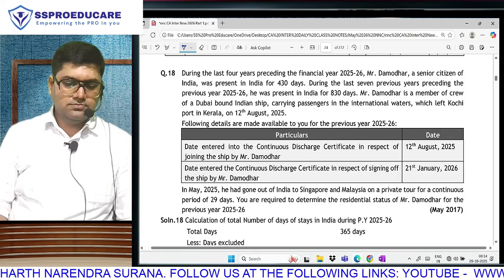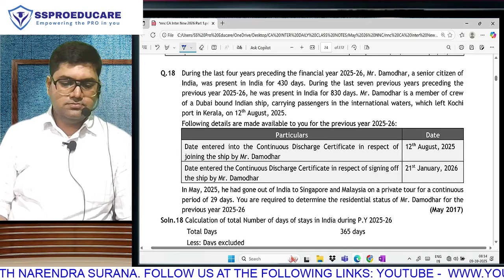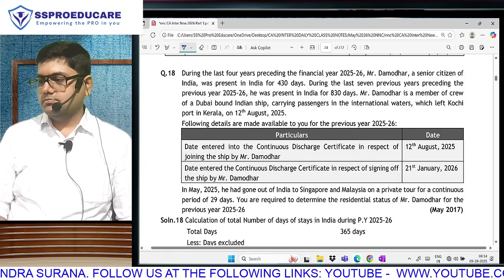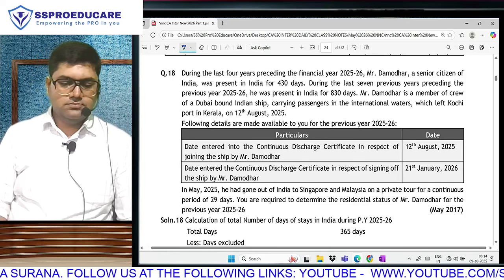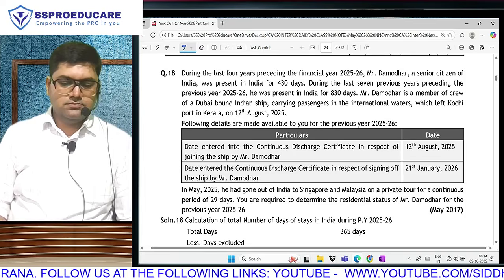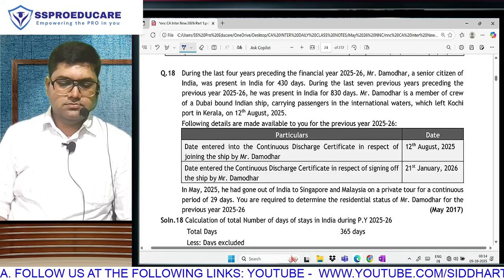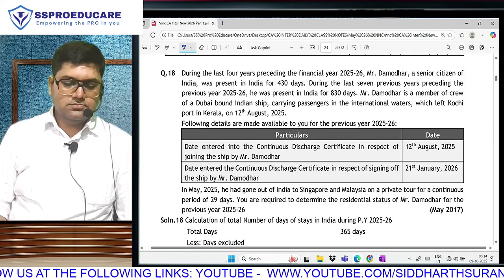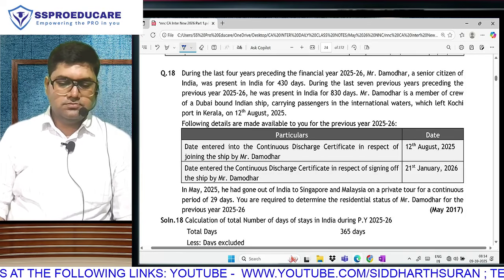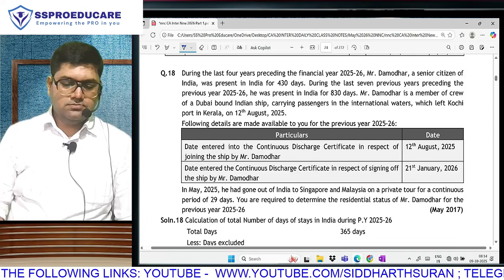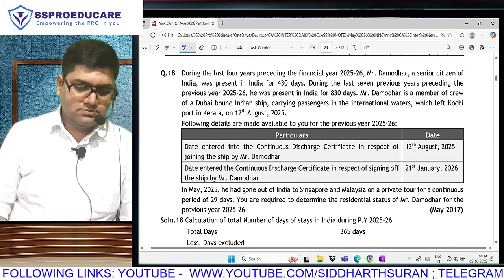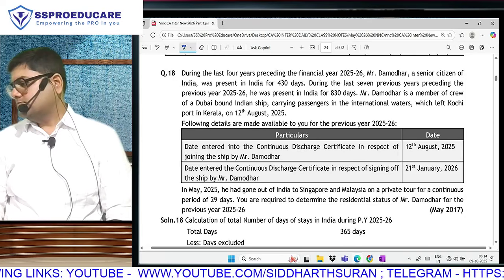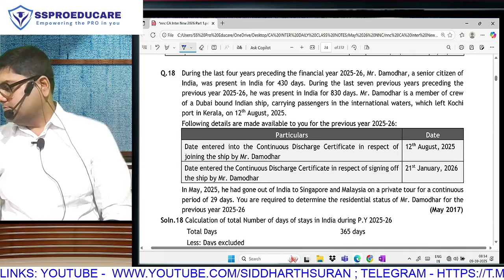Date entered into the continuous discharge certificate in respect of joining the ship by Mr. Damodar, 12th August 25. Date entered the continuous discharge certificate in respect of signing off the ship by Mr. Damodar, 21st January 26. In May 25, he had gone out of India to Singapore and Malaysia on a private tour for a continuous period of 29 days. You are required to determine the residential status of Mr. Damodar for the PY 25.